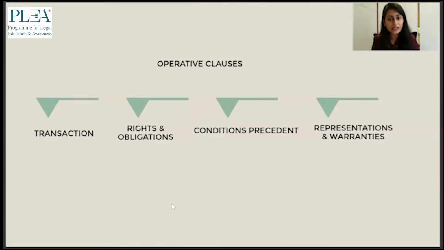Rights and obligations of the parties are going to change. What the buyer is going to do shall change. When the buyer is going to pay the money is going to be different in every case. So here: the transaction, rights and obligations, conditions precedent.